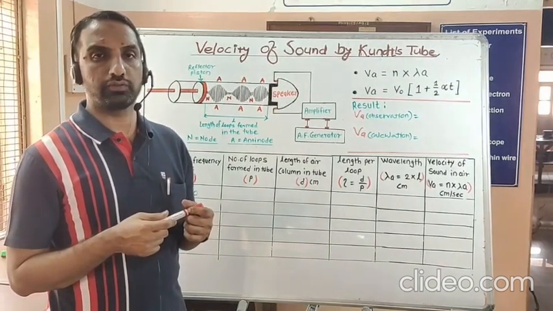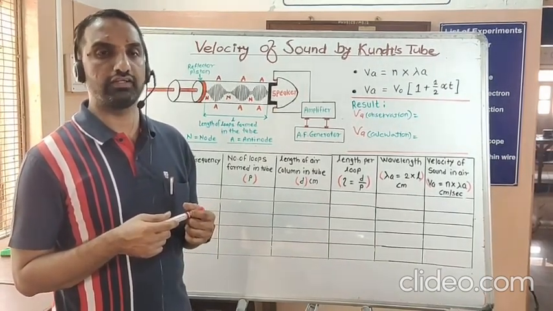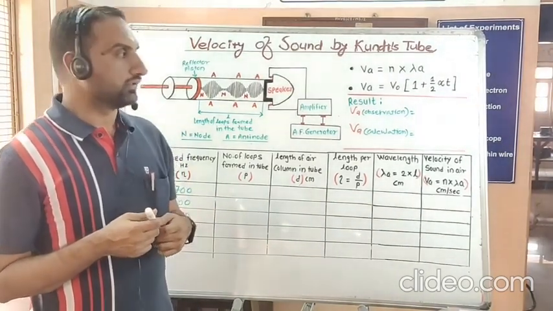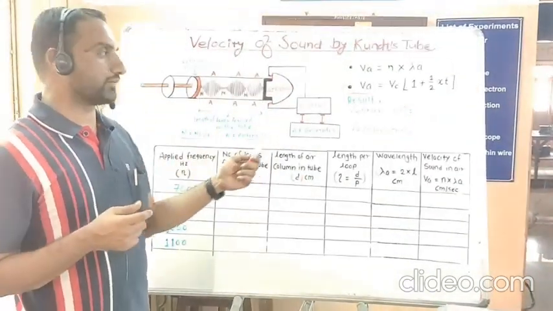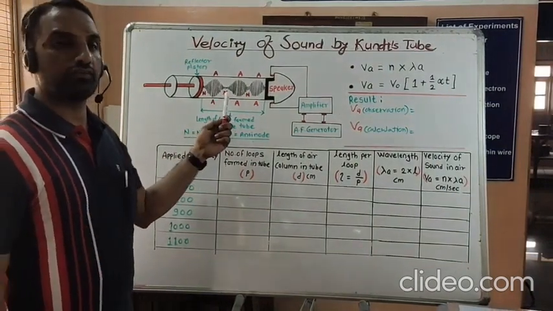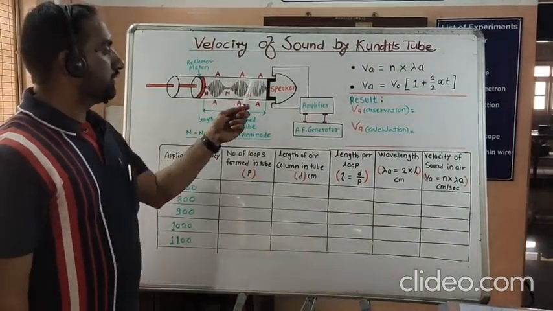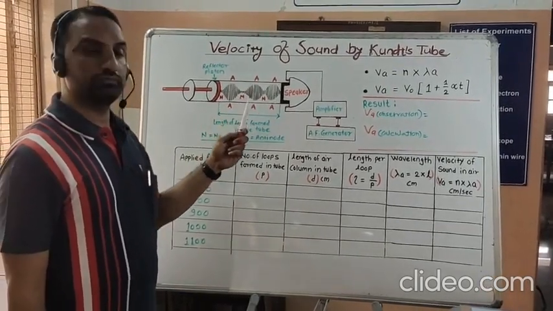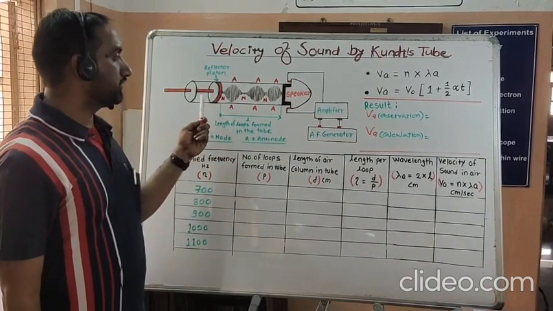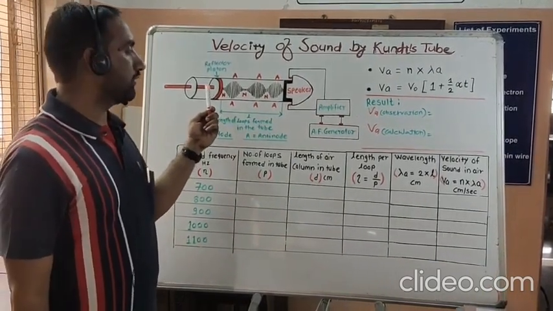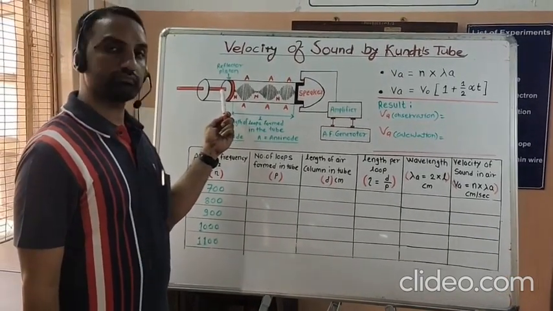Today, we are going to perform an experiment entitled Velocity of Sound in Air by Kundt's tube. The devices required for this experiment are one glass tube whose length is 1 meter, and one loudspeaker which is kept at one end of this glass tube. At the other end, there is a movable piston. It is used as a wall or a reflector for the sound wave.